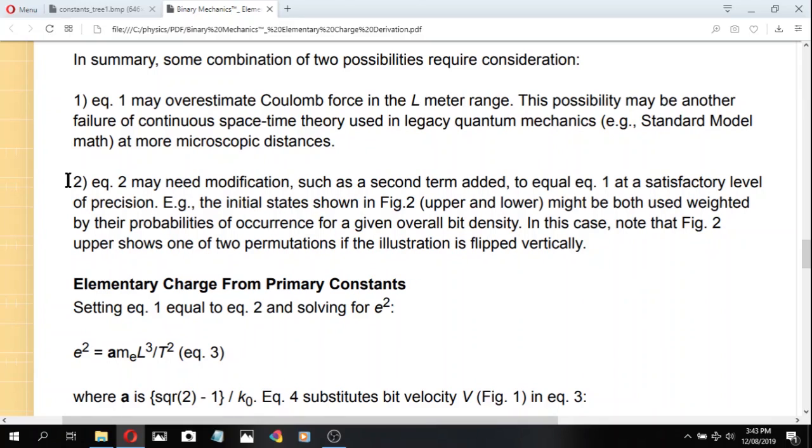Second, equation 2 may need modifications, such as a second term added to equal equation 1 at a satisfactory level of precision. For example, the initial states shown in figure 2, upper and lower, might be both used weighted by their probabilities of occurrence for a given overall bit density. I alluded to this a moment ago. In this case, note that figure 2 upper shows one of two permutations if the illustration is flipped vertically.